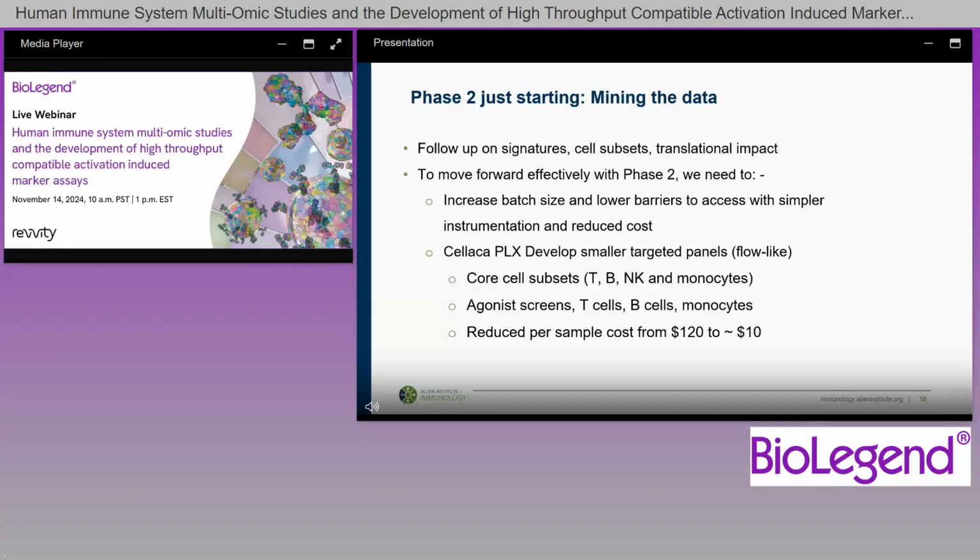And the big thing that comes out of this is the reduced cost per sample, where running these high parameter flow assays and sequencing costs way more than that. But we're taking this from $120 per sample to around $10 per sample, which is much more accessible to places that don't have the kind of funding that the Allen Institute has. And with that, I will hand it off to my colleague, Blessing.